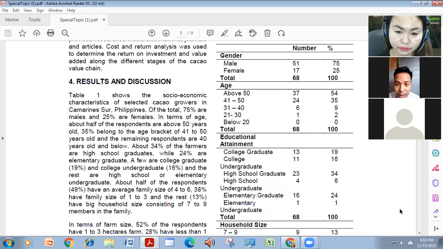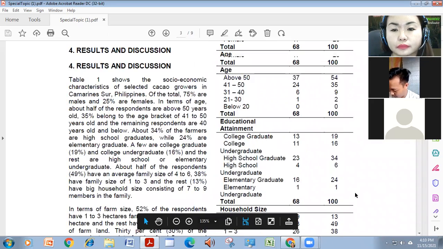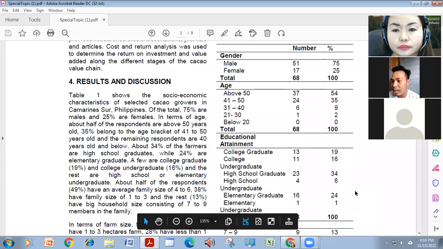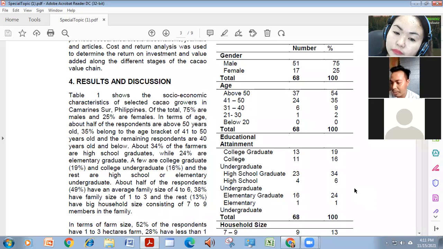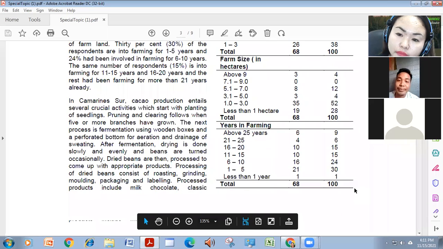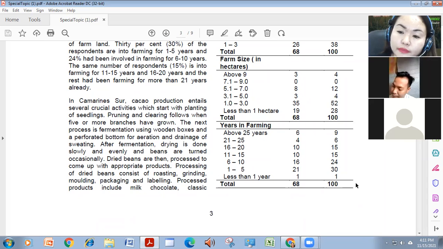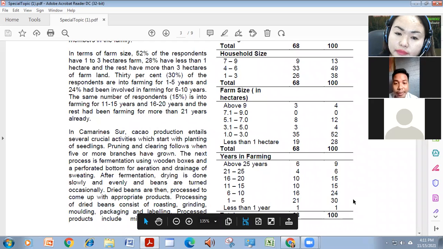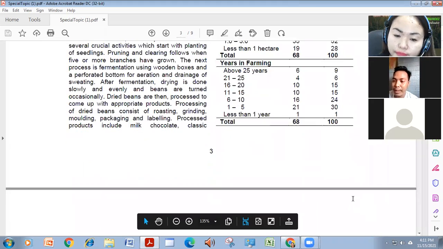You can see in the graph the percentages of the ages of the respondents, their gender, age, educational background, household size, farm size, and years in farming. Proceed to the cost and return analysis.